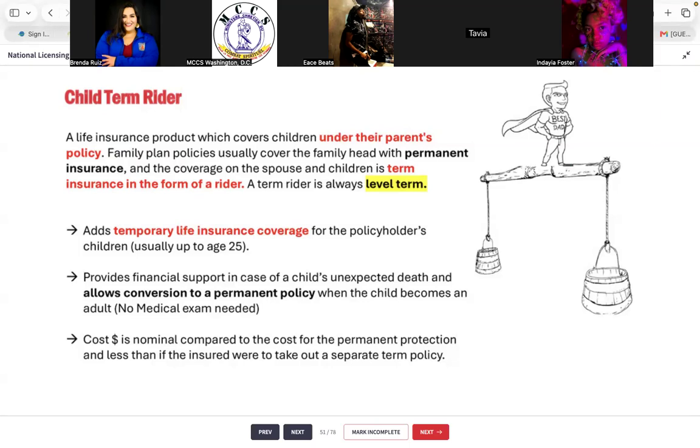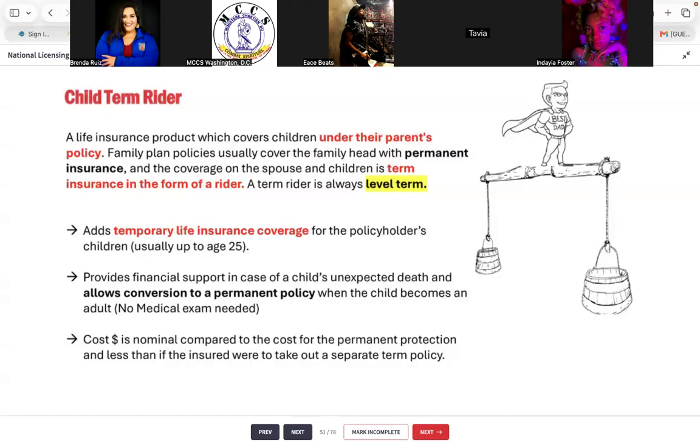They're not going to ask you about the amount, but it'll provide financial support in case of a child's unexpected death. Now, when that child turns 26, they can actually convert it into a permanent policy with no proof of insurability. Parents love this because it's super, super cheap compared to getting them their own policy outside of themselves. So definitely a cool benefit.